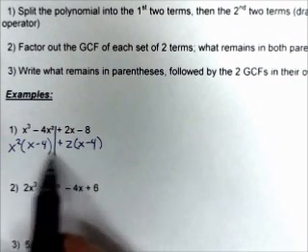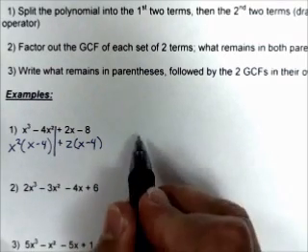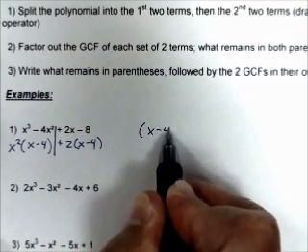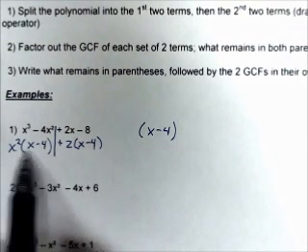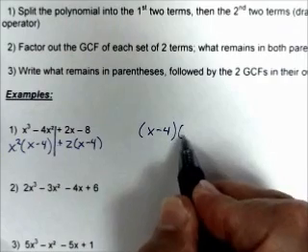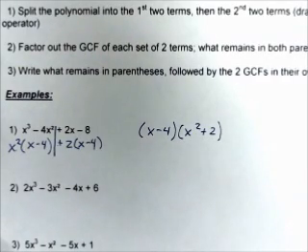X minus 4, which is in parentheses, is the same as it should be. So x minus 4 is one of our final factors. And what's left outside, the x squared plus 2, is our other factor. And that's done. That's factored completely.